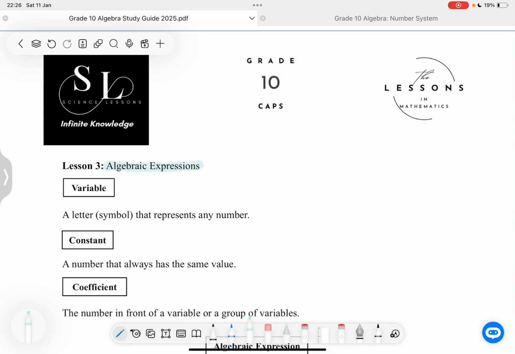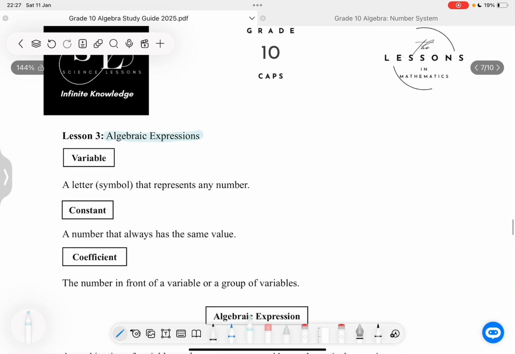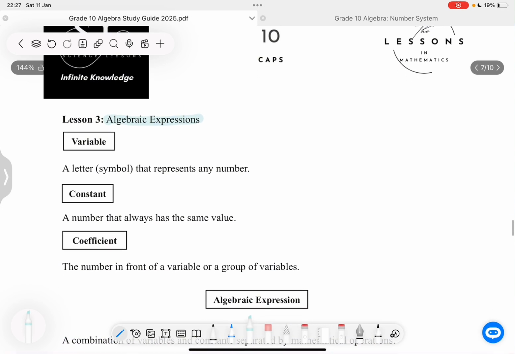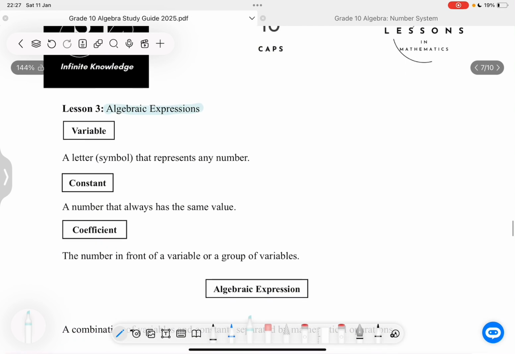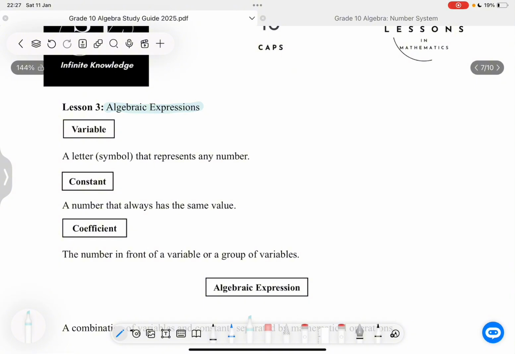Before we can jump right into algebraic expressions, it's important to build the foundation by looking at a couple of terminologies that we're going to need in understanding algebraic expressions. The first term that we need to study is called a variable. This is a letter or a symbol that represents any number.